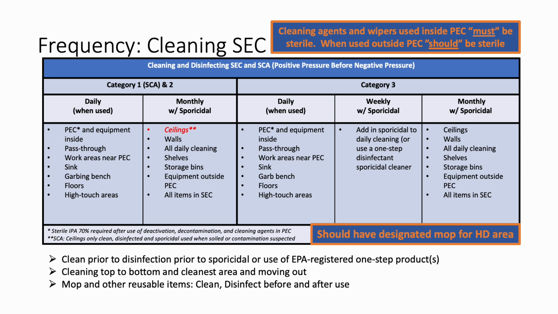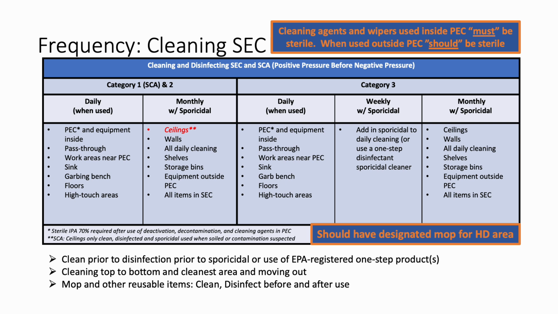Now for category 3 compounding, things are a bit more frequent. Daily cleaning is going to occur just as described on days when used, and it's going to include the PEC, as well as pass-throughs, work areas near the PEC, sink, garbing bench, floors, and high-touched areas. But the change here is with weekly cleaning. A sporicidal will be introduced on a weekly occasion for all daily cleaning. And then monthly cleaning for a category 3 compounder is going to be the same as category 1 and 2. It's going to include everything in that room, from the ceilings to the walls, floors, and everything that's inside that room.